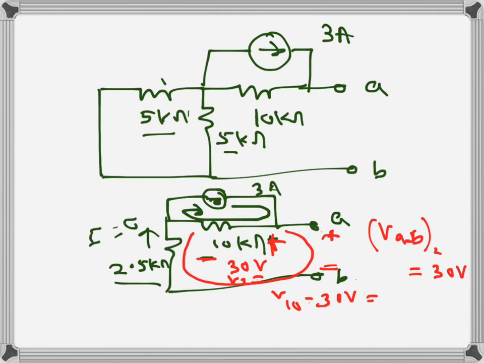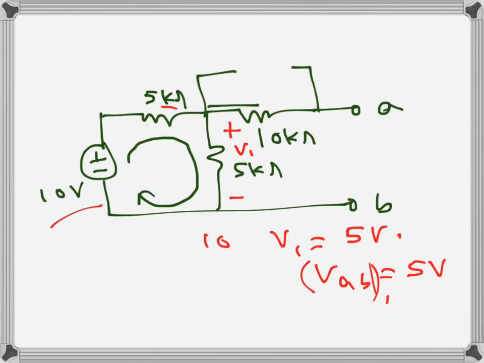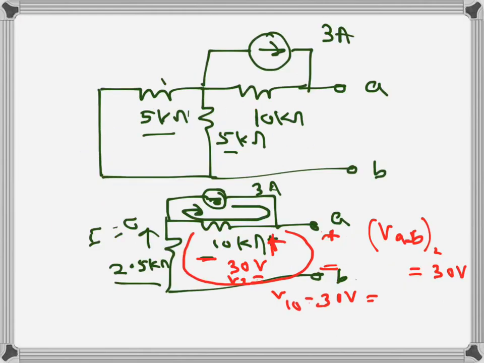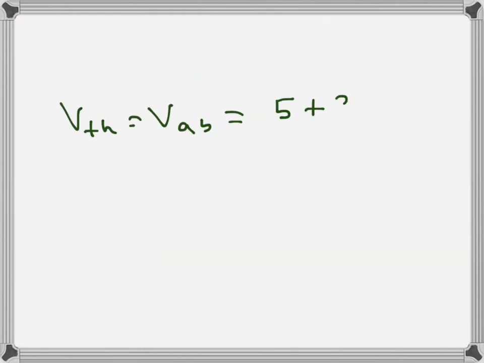So we have considered each of the sources. Our Thevenin voltage, VAB, is VAB1 plus VAB2. They are in the same direction, the same polarity, so they will just add up. So 5 plus 30, that is 35 volts.